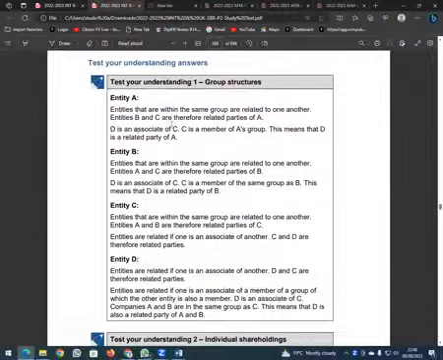So that means that B and C are therefore related to A, because they are within the group, they are subsidiaries. D is an associate of C. So C is a member of A's group. This means that D is a related party of A.